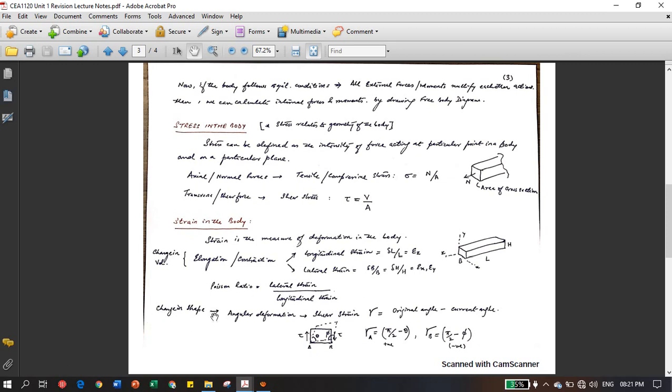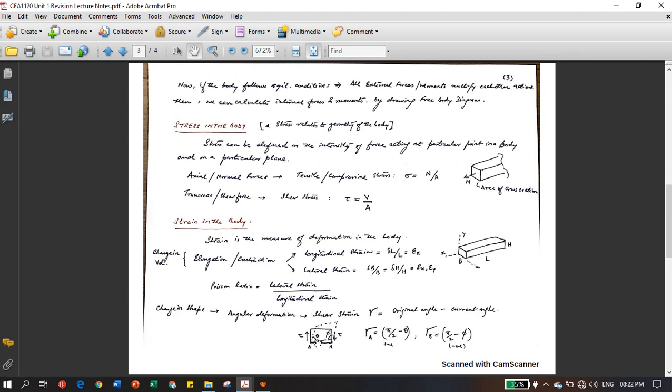So now change in shape, that is shear deformation. Shear stresses will try to distort the shape. Angular deformation can be given by gamma. This is shear strain, and how can you calculate gamma? Suppose shear is being applied on this body and the shape is being distorted over here. Previously the angle was 90 degrees, and now the angle is less than 90.